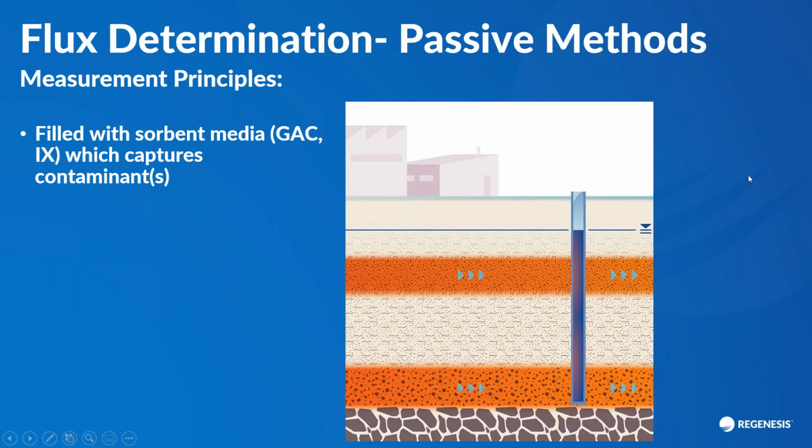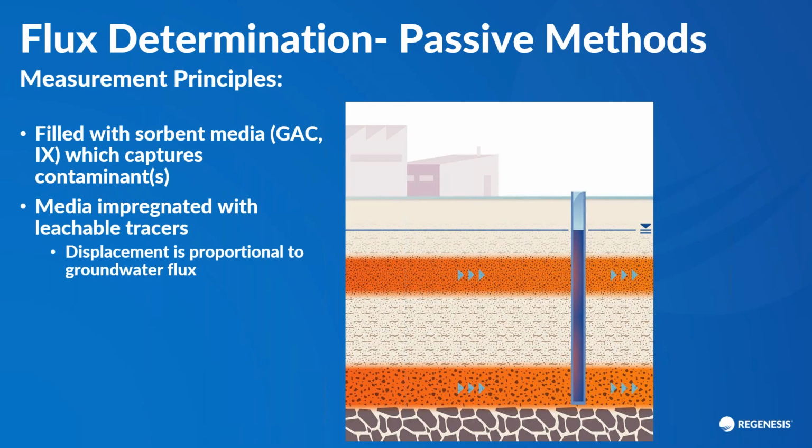So the devices, whether you're using EnviroFlux's devices or iFlux or Regenesis Flux Tracers that we'll talk about, they all have the same principles, and that's that they're filled with some type of sorbent media, whether that's granular activated carbon or ion exchange resin. It depends on the contaminant that you're trying to capture and measure. And so that's one part that they all have the same.